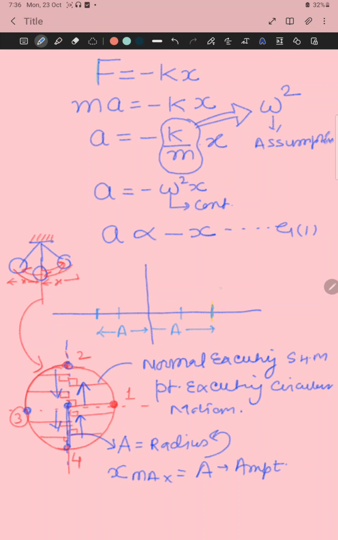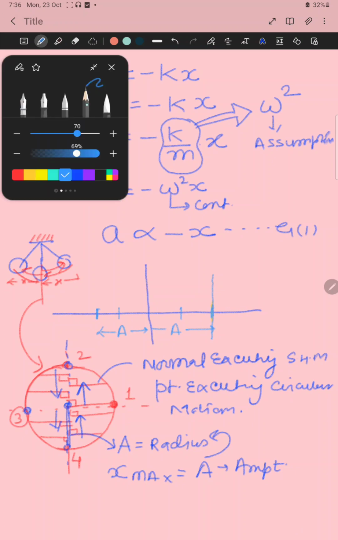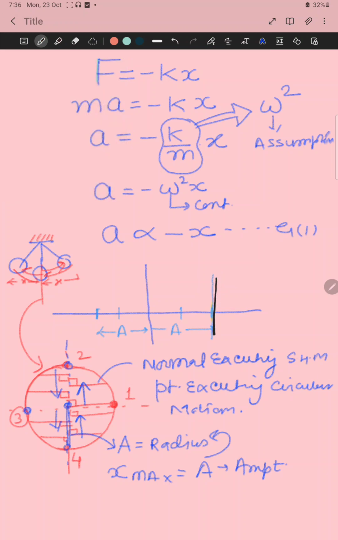Once the particle is at the highest point, this is the highest point. So when the particle is at the highest point, always remember the velocity would be 0 and a should be max. A stands for acceleration.